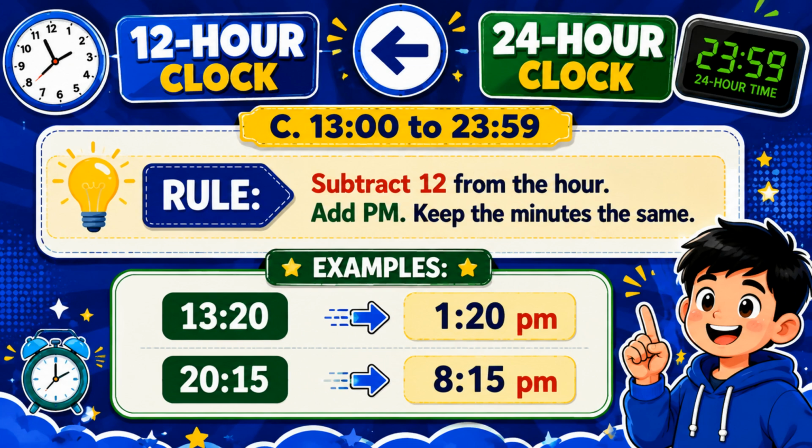1320 becomes 1:20 PM. We subtract 12 from 13, which gives us 1. Then we add PM and keep the minutes 20 the same. Next, 2015 becomes 8:15 PM. Subtract 12 from 20 and we get 8. Add PM and the minutes stay 15. Remember, subtract 12 from the hour, keep the minutes the same, and always add PM.